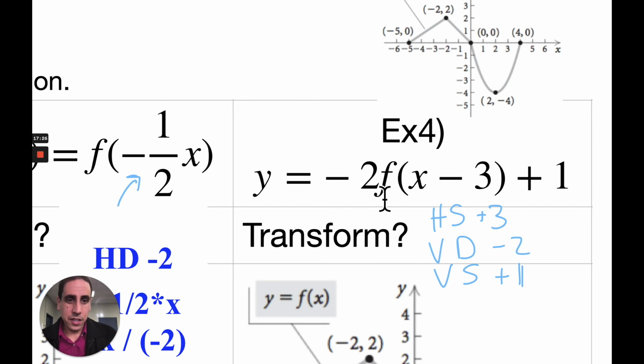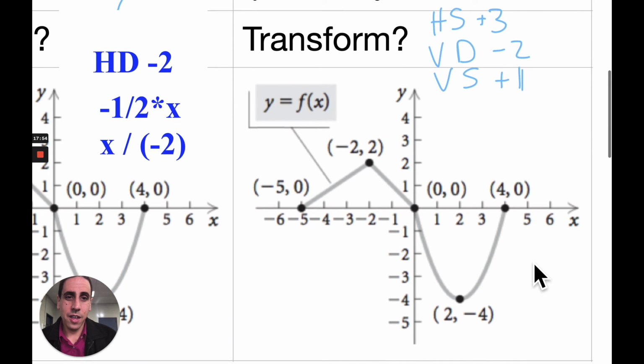The vertical dilation I'm getting because I see a -2 times something on the outside. Outside the function would be vertical. Multiplication would indicate a dilation. And I see a -2, so this is going to be vertical dilation by a factor of -2. And then we add 1 here also because it's a vertical shift of +1. Vertical because it's outside the function, shift because it's addition, subtraction, and then 1.